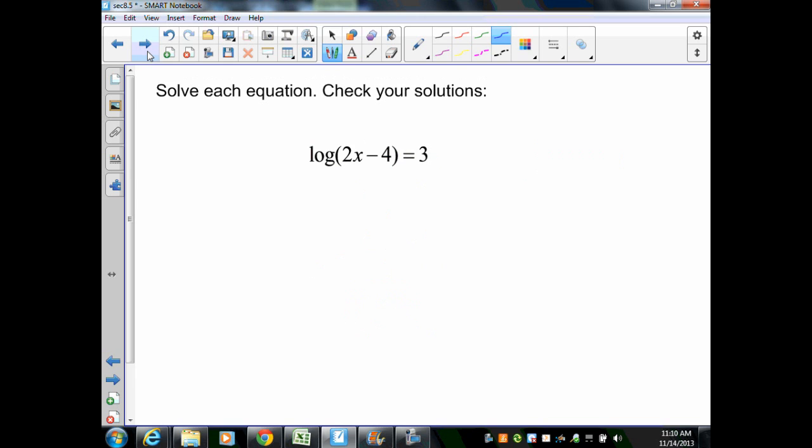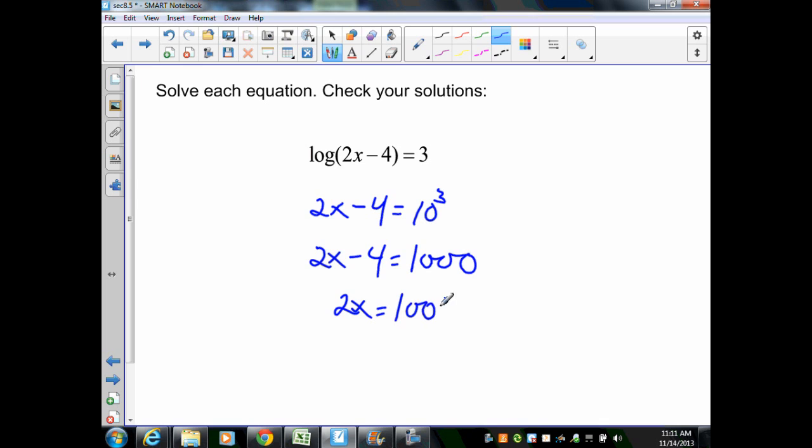On my next example, I have the common log of the quantity 2x minus 4 equals 3. Again, I want to write this as an exponential equation. I have 2x minus 4 equals 10 to the third. That gives me 2x minus 4 equals 1,000. Add 4 to both sides, and I'm going to get 2x equal to 1,004. Divide by 2, x equals 502.